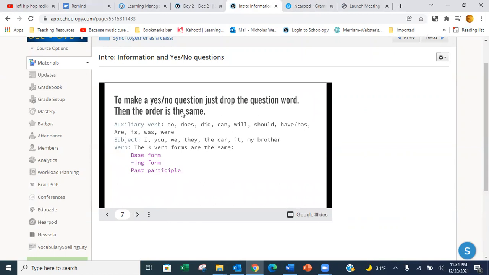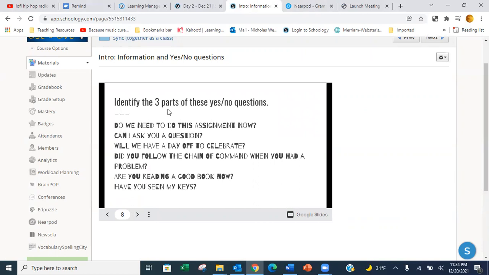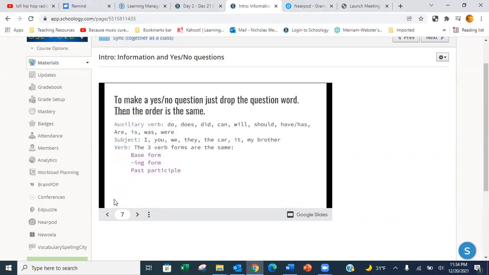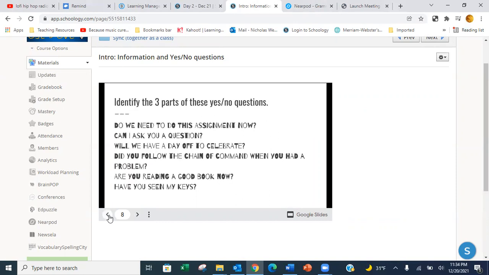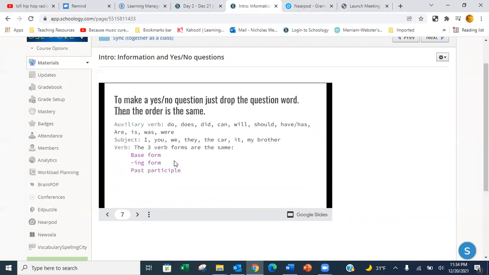Now on slide 7, we have the grammar for a yes/no question. Pay attention to this. It gives you the 3 parts: auxiliary, subject, and verb. Slide 8, you can look at these questions and identify the 3 parts based on the information in slide 7. Slide 9, you have to find the auxiliary verb that fits. Look at slide 7 for help. A list of auxiliary verbs: do, does, did, can, will.